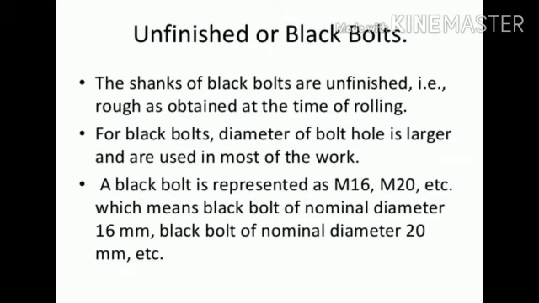The hole for the black bolts is provided circular, about 1.5 to 2 mm more than the bolt diameter, and the sizes are M16, M20, etc., which mean diameters of 16 mm and 20 mm respectively.